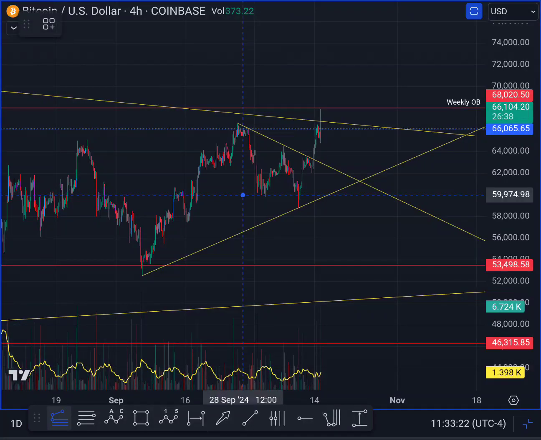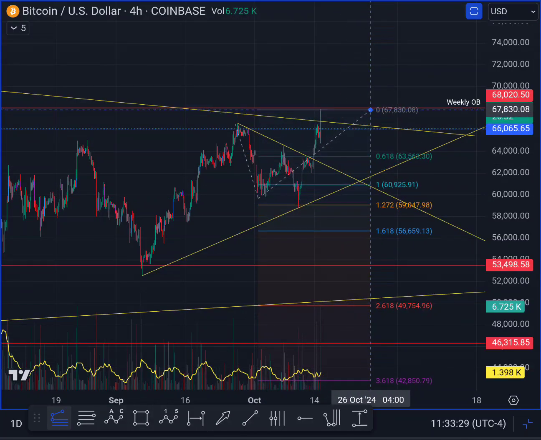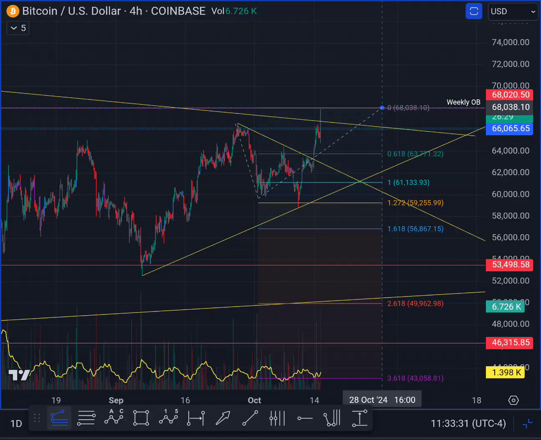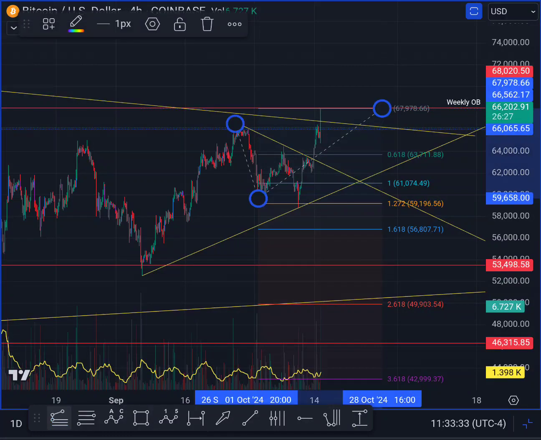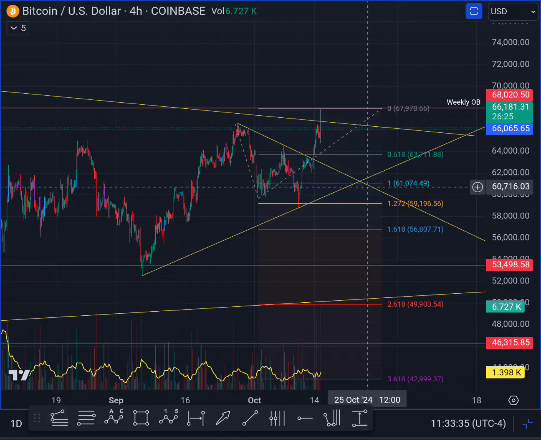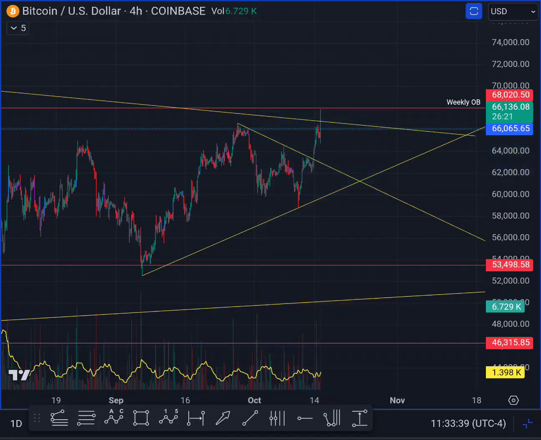And we'll take a trend-based fib extension of this leg down and project from that high. And that 1-to-1 fib extension gets you down to that 61,000. So all kind of confluence in that area for a potential trade setup.